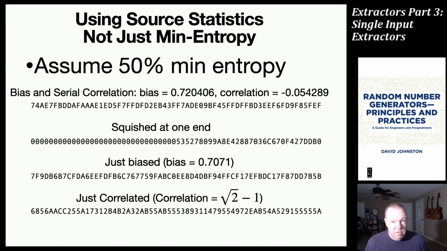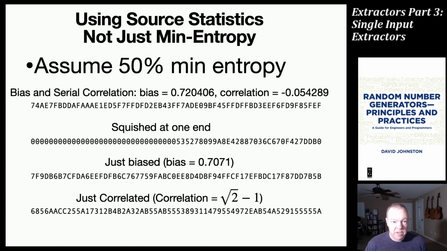So there are other things you could do. We'll look at those first because they're a lot simpler. Using source statistics, not just min entropy. So instead of just assuming the min entropy of the input data, we're going to assume we know more about it, in particular its statistics. So let's say we've got a 50% source of entropy. The entropy rate is 0.5. Or you're producing 100 bits, you get 50 bits of entropy in that data.